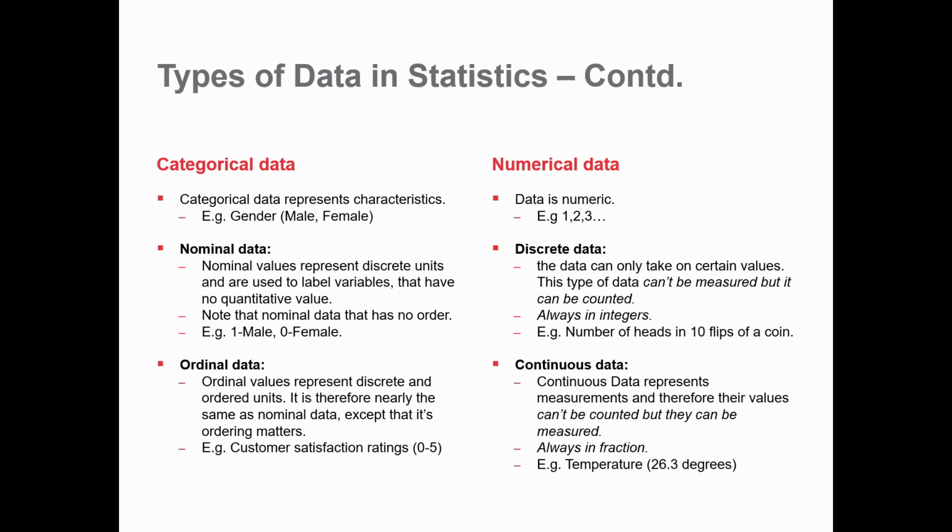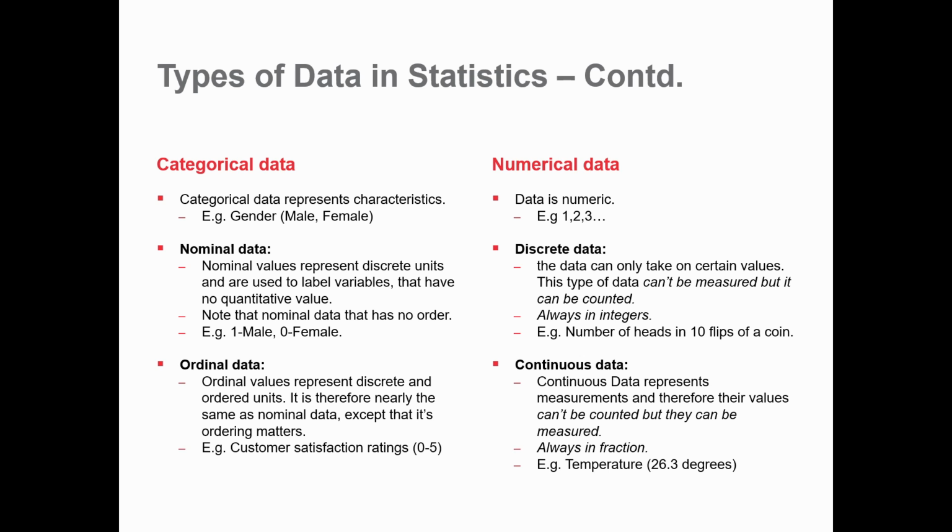When it comes to ordinal data, the order in which you represent data matters. For example, the customer satisfaction ratings can range from 0 to 5, where 5 means customer is highly satisfied and 0 means customer is poorly satisfied. Here the order in which data lies does matter.